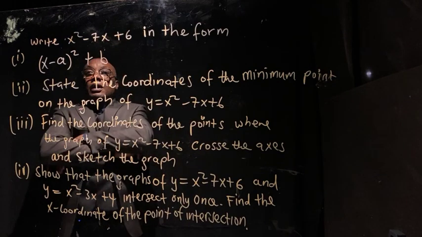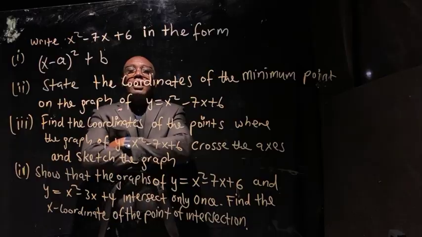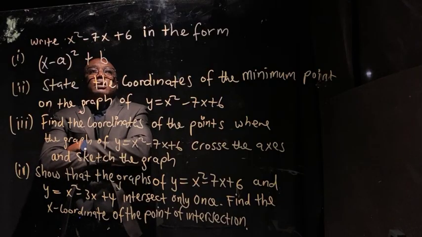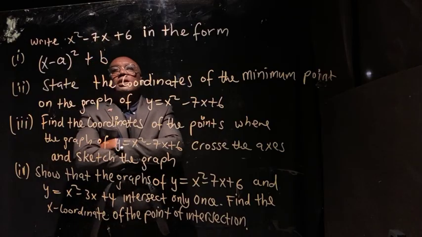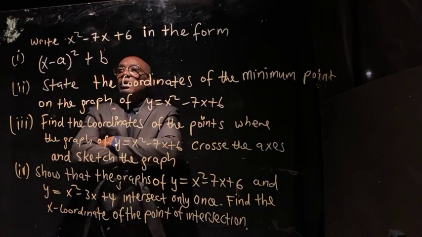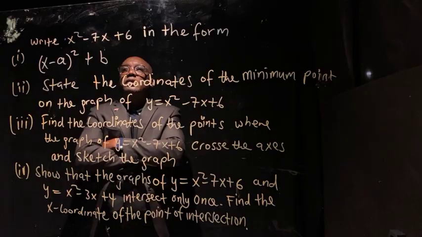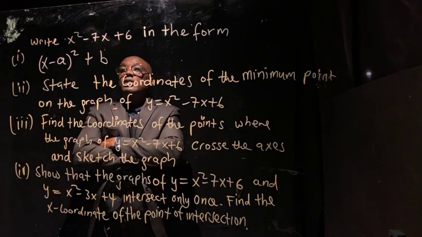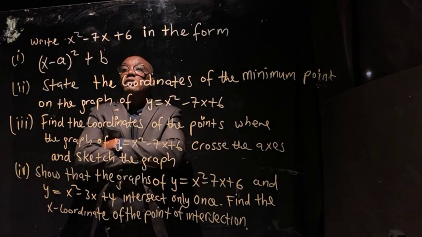Welcome back. This is another episode of solving questions on the quadratic equation. This question is a past question, and it says: write the equation x squared minus 7x plus 6 in the form (x minus a) all in brackets squared plus b.